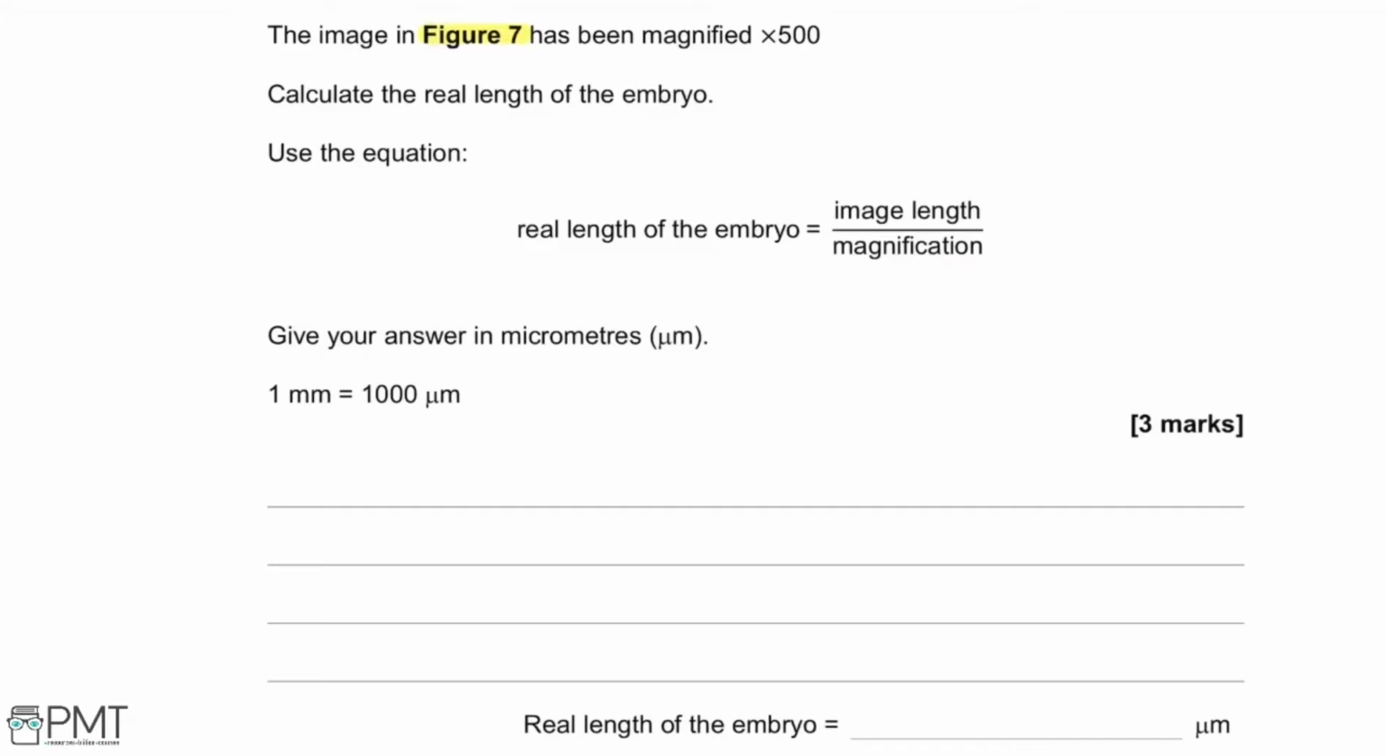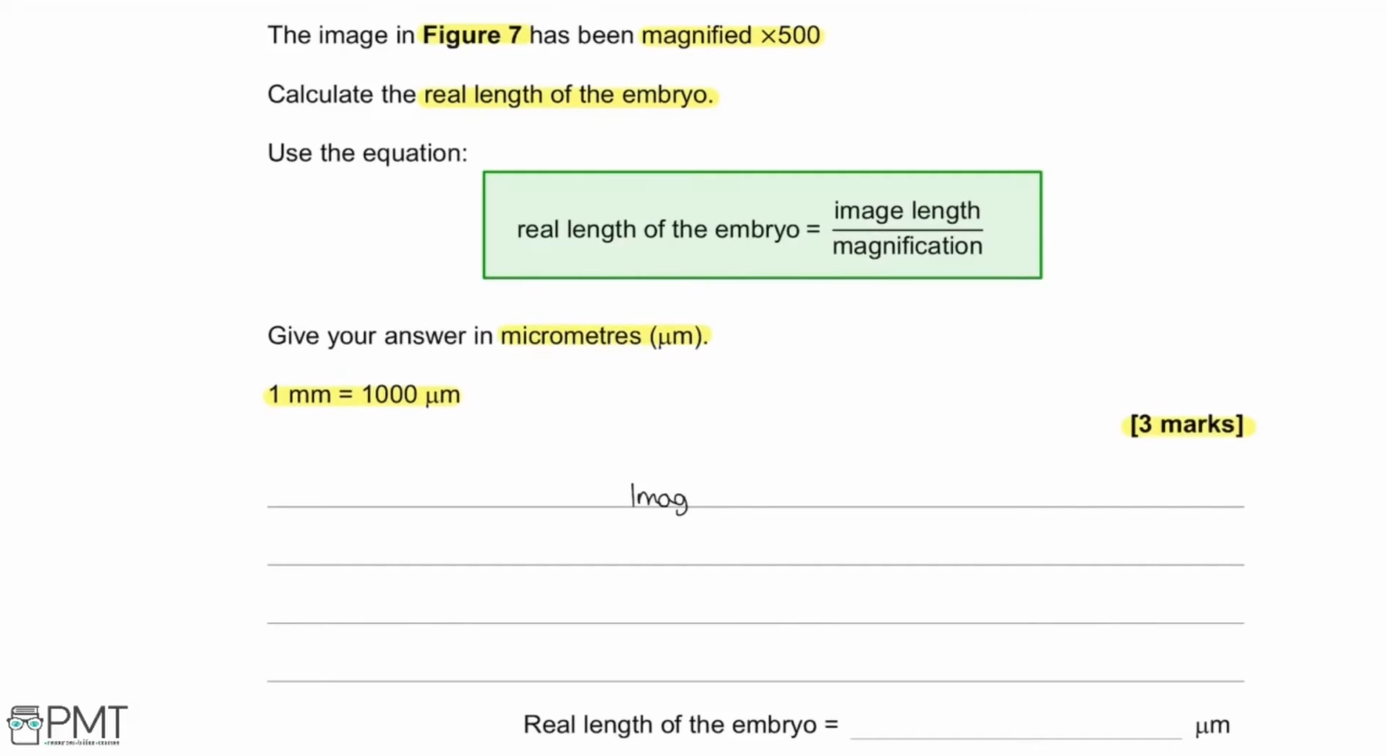The image in figure 7 has been magnified 500 times. Calculate the real length of the embryo. Use the equation real length of embryo equals image length over magnification, and give your answer in micrometers. So 1 millimetre equals 1,000 micrometers, that's the conversion they give you, and this question is worth 3 marks.